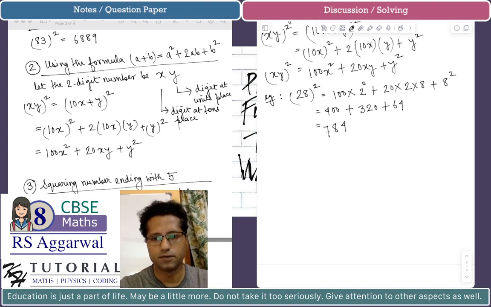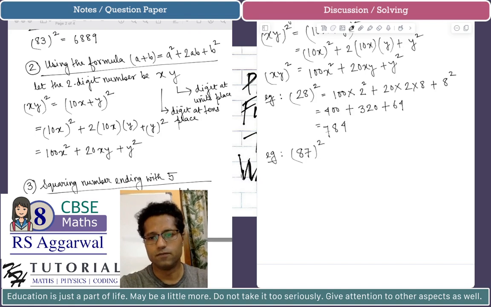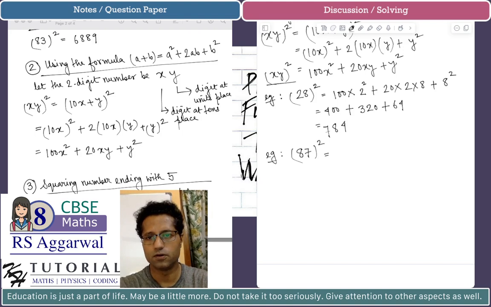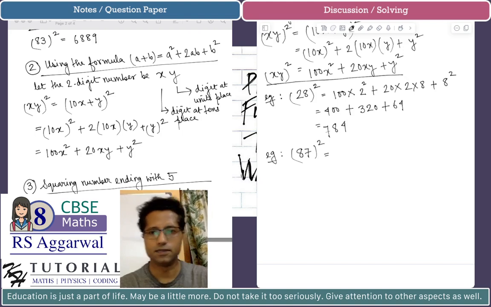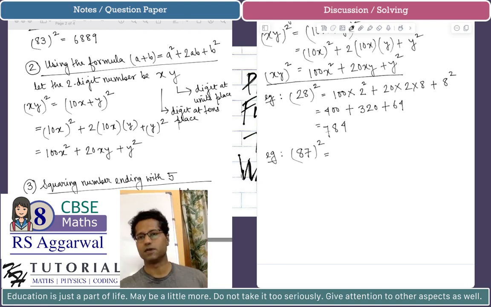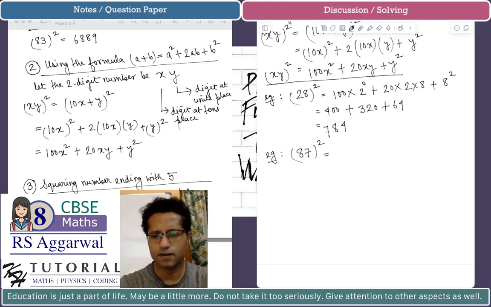Let's try another example. Let's say 87 square. If you cannot remember this formula, that is, for a two-digit number xy, where x is the digit at the tens place and y is the digit at the units place, its square is 100x square plus 20xy plus y square. If you cannot remember it, then you can also break it down from the basic concepts.